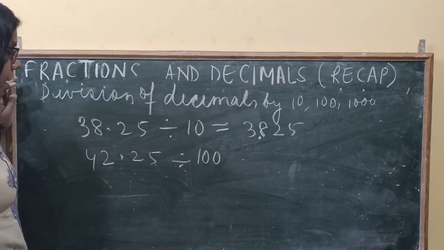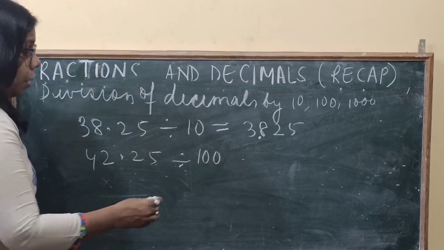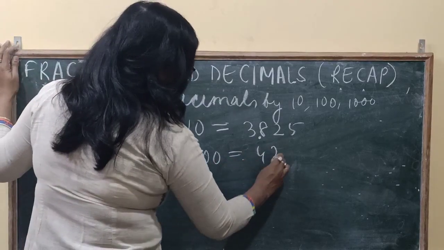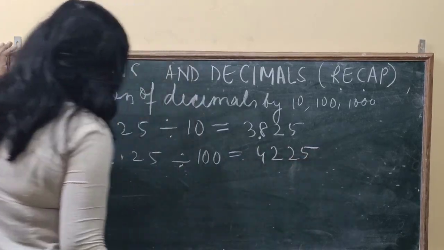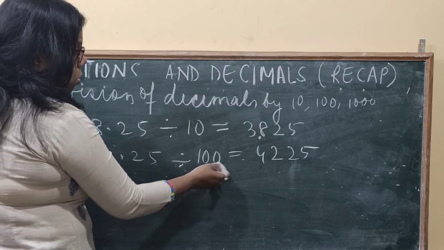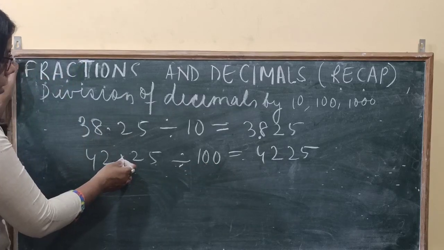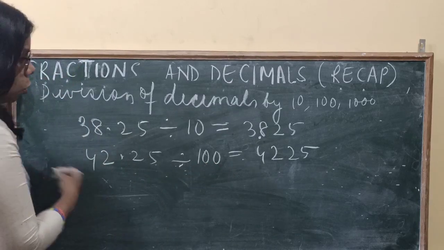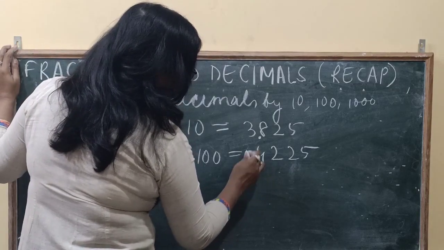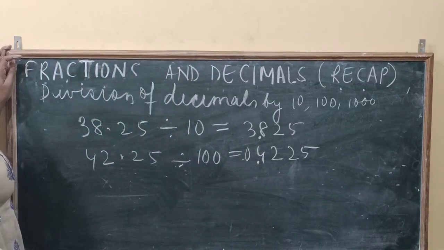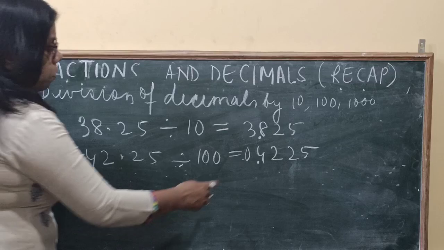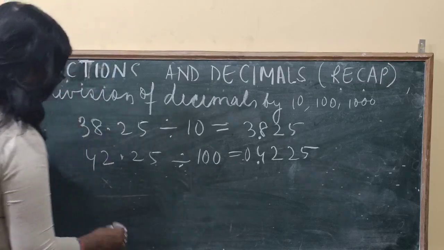When we are dividing 42.25 by 100, we will write the number as it is and count the number of zeros. 2 zeros are here, so we'll move the decimal towards the left 2 places. So it will become 0.4225. So what do we do? We put a 0 in the starting.